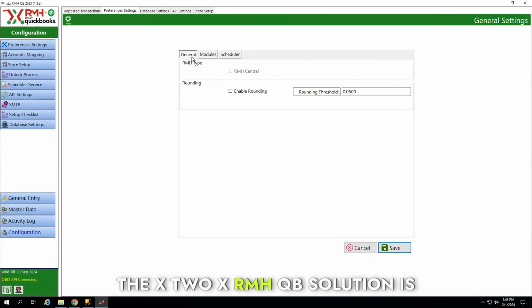The X2X RMH QB solution is compatible with both RMH single store and RMH multi-store environments. During setup, you need to specify whether the license is connected to the RMH Central or RMH single store database.